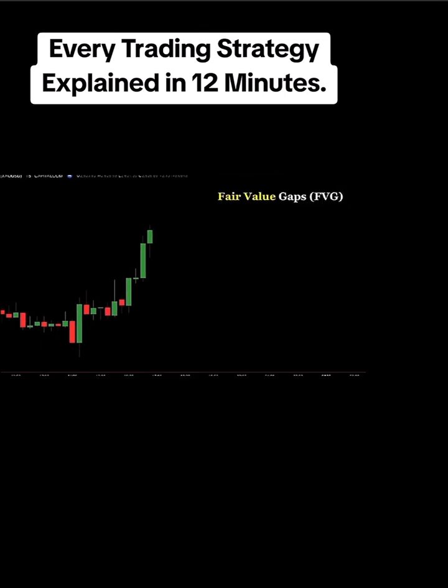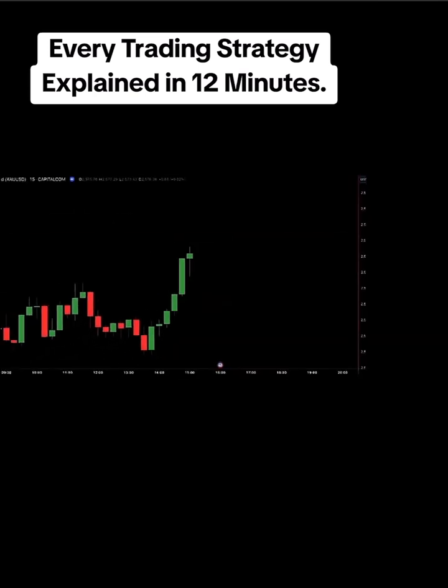Fair value gaps. A fair value gap forms when sharp price movement creates a gap between candles, acting as a magnet for price to retest before continuing the trend. Traders use these gaps as entry points for potential profits. To spot a fair value gap, follow these steps.